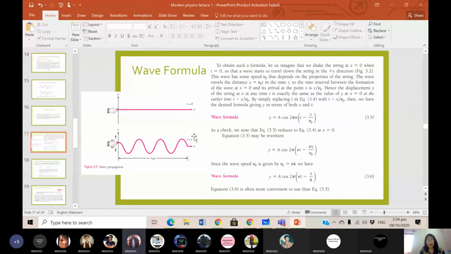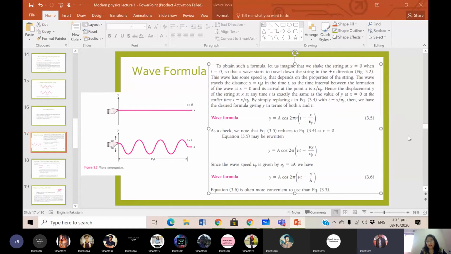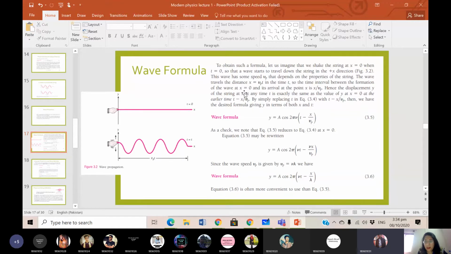Ma'am, how can we replace t like this? Then it becomes 0, t minus x over vp is 0, on this side. But x is also varying, t is also varying. X is also a variable, t is also a variable. So t minus x over vp will not become zero. But x is also a variable here. If x was 0, we would get the same equation again.